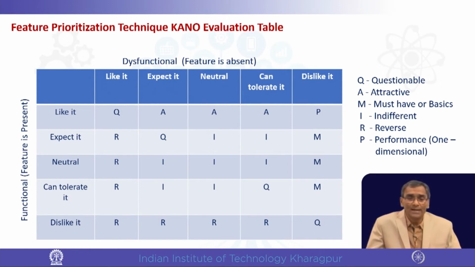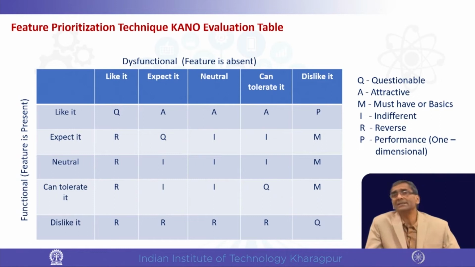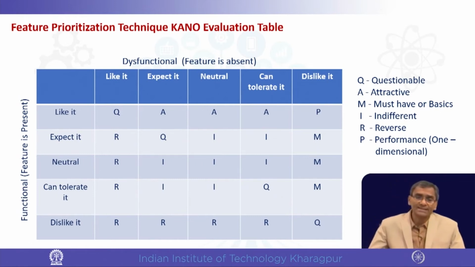And there are three in between: expect it, neutral, and can tolerate. Say, I like it, I expect it, I am neutral to it, whether it is there or not I do not care, I can tolerate it, it is there, I do not like it much, I do not dislike it so much either, and finally, I dislike it. So, that is the span or scale.